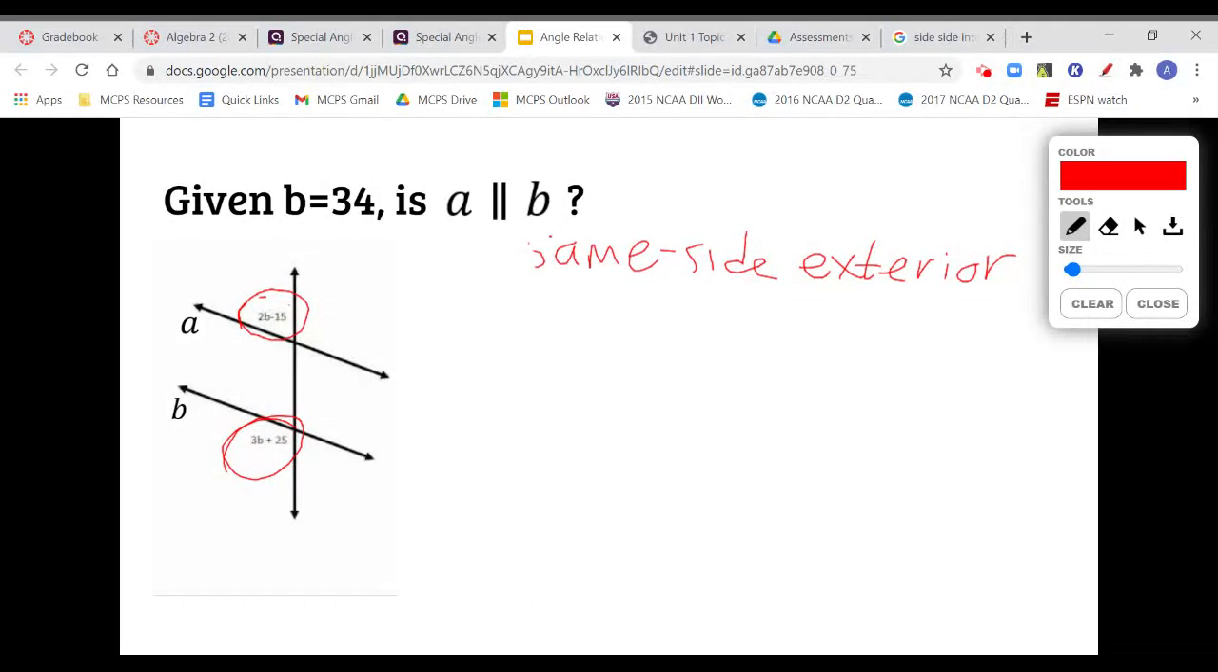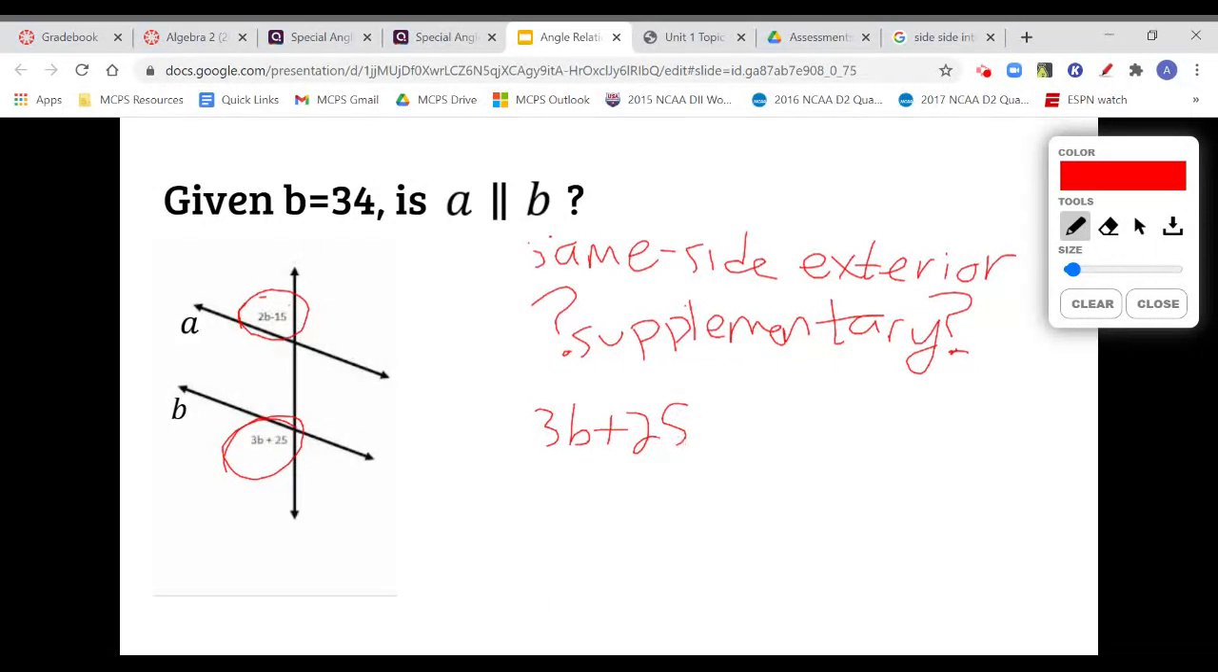Okay. I happen to know that same side exterior angles are going to be supplementary if my two lines are parallel. So basically, since they're asking me if they're parallel, I'm trying to figure out, are these two angles supplementary to each other? So do they add to 180 degrees? So I'm going to go ahead and add up these expressions and see what they are equal to.